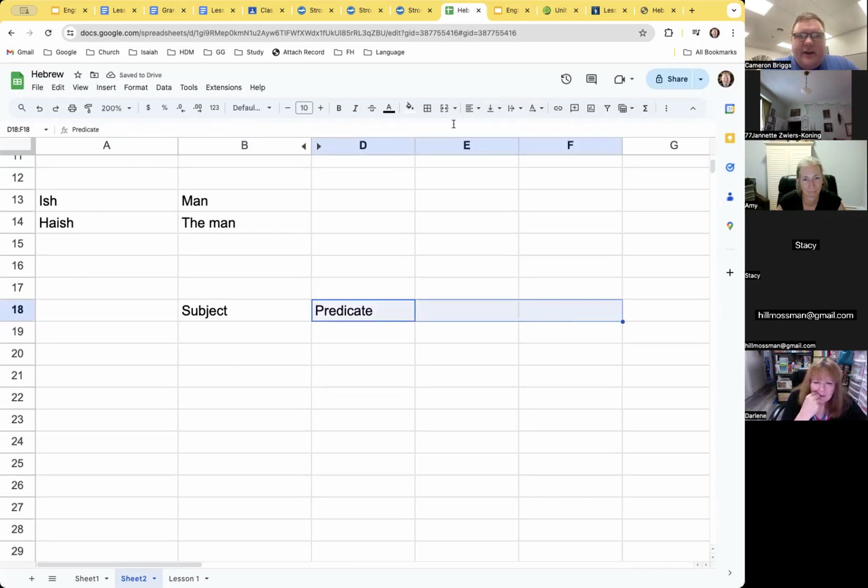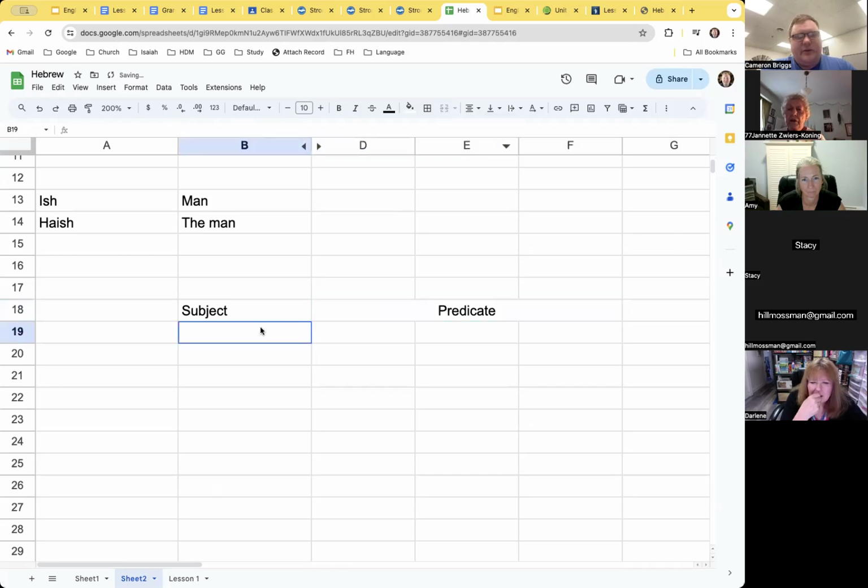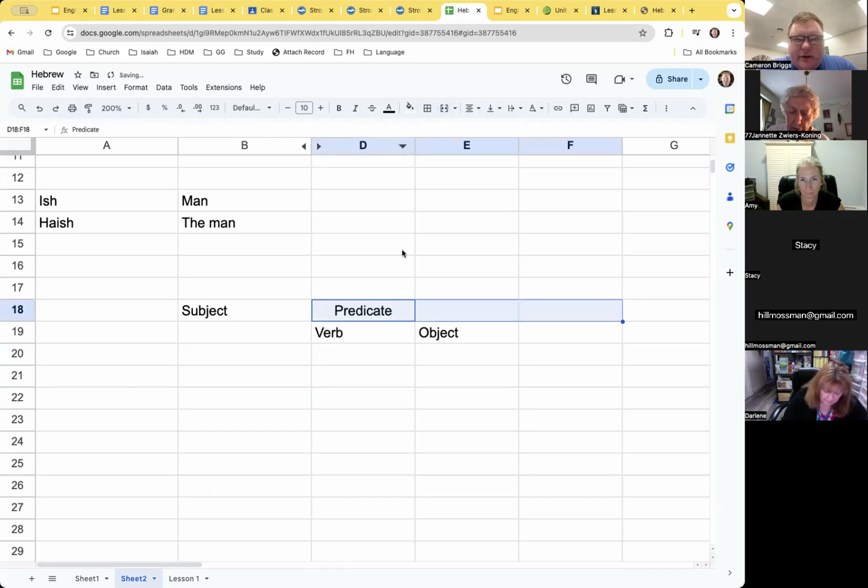The predicate can come in lots of different parts, but we're just going super simple with this. We have a subject and a predicate. What does predicate mean? The predicate is the second part of a sentence. It's what happens to or about the subject. So we have the subject of a sentence and then the verb or also the object. The predicate encompasses both the verb and the object.